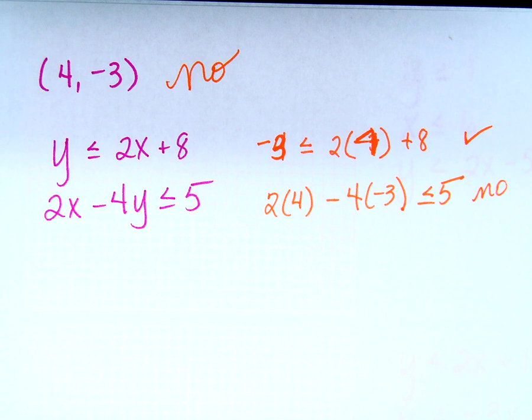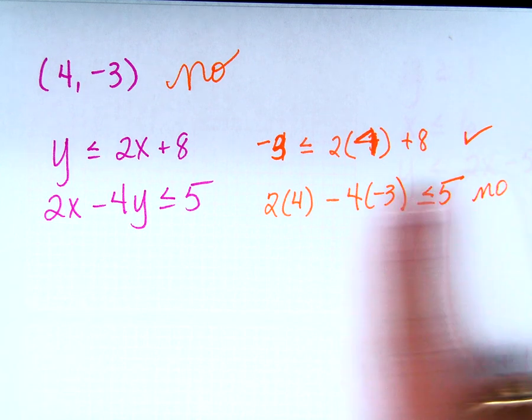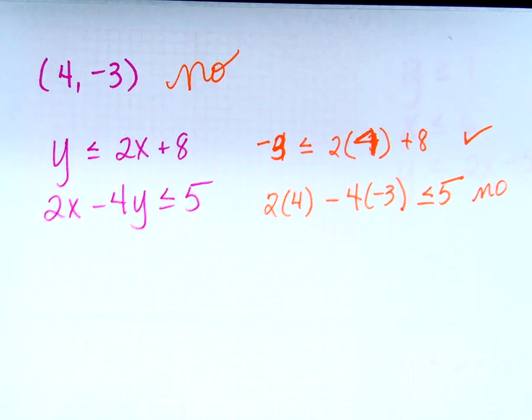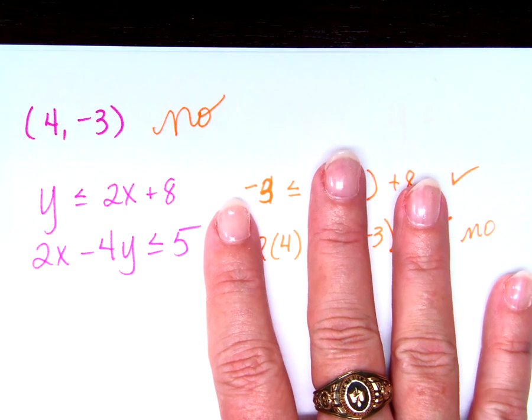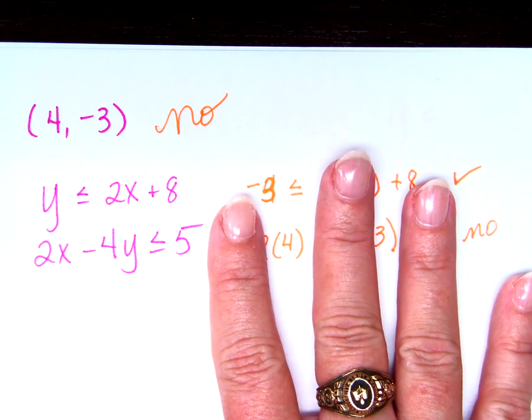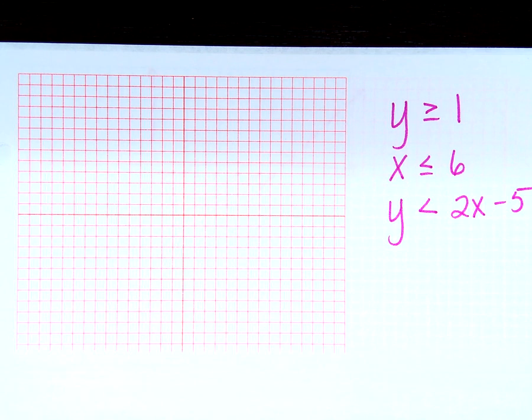In this case, it's 2, right? There's only 2 inequalities in this system. But if any of them say no, then the answer is no. Got it? So that's the first kind of problem that you're going to deal with. How do you feel about that? Good. Okay? This is the second kind of problem that you could see.